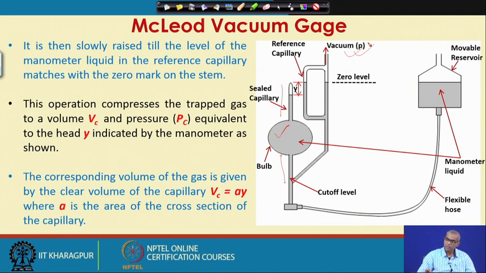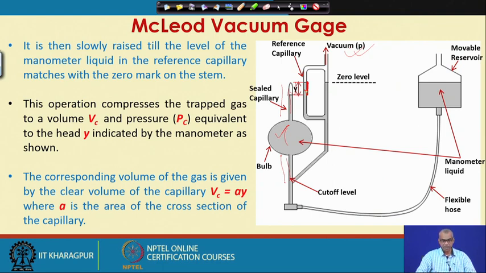Now, when I raise the movable reservoir and come up to this 0 mark here, the length of the gas in the sealed capillary is Y. So, basically I have compressed the gas from the previous volume up to this volume, and the pressure after compression is indicated by the head Y. We represent the volume of the compressed gas as Vc and the pressure of the compressed gas as Pc, which is equivalent to the head Y indicated by the manometer in the figure.